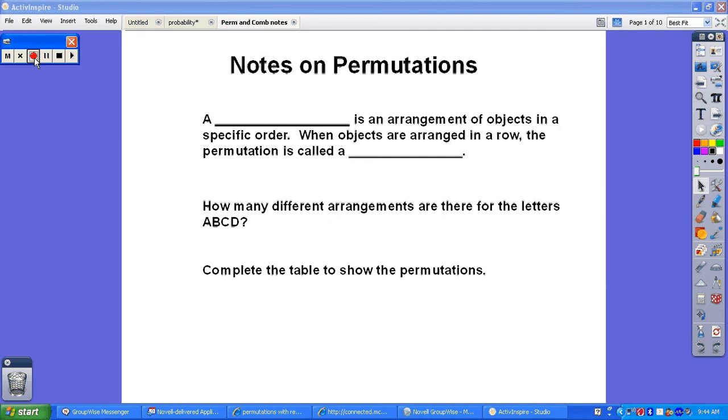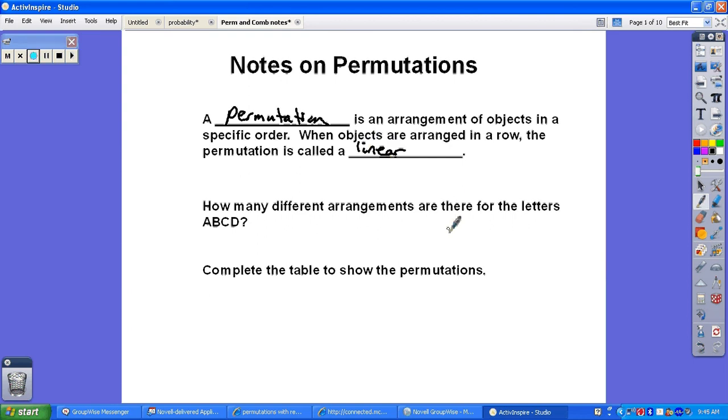And so what we're looking at here is we're just going to fill in with where we are. Let's use a little bit of a different color so maybe it'll stand out a little bit. And so therefore we're looking at a permutation. A permutation, as you can see, is an arrangement of objects in a specific order. When the objects are arranged in a row, I believe the permutation is called linear. I'll double check on that.